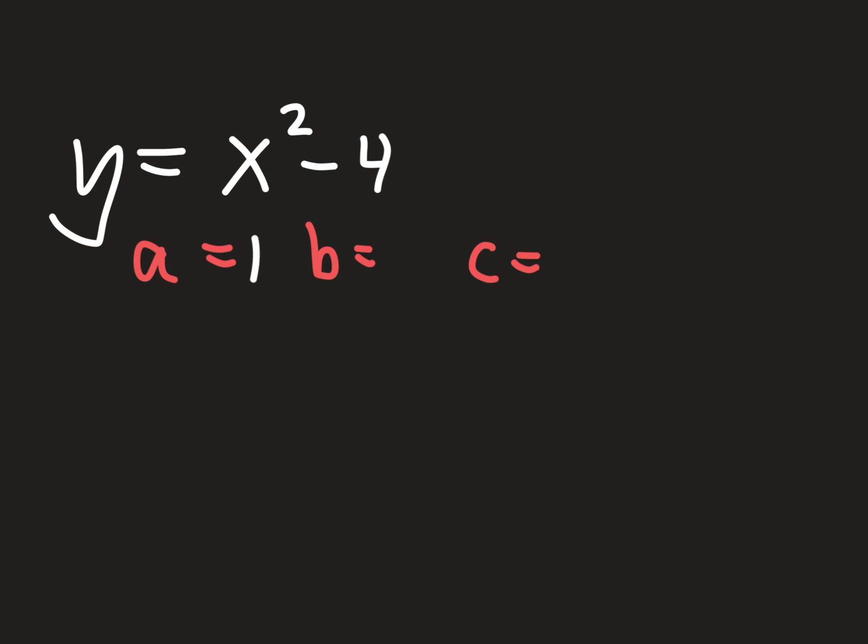All right, Charlie, what do you get for B? 0 is correct, because there isn't a B. It's almost like there's a 0x in the middle of this thing. All right, Luke, how about C? -4, good.